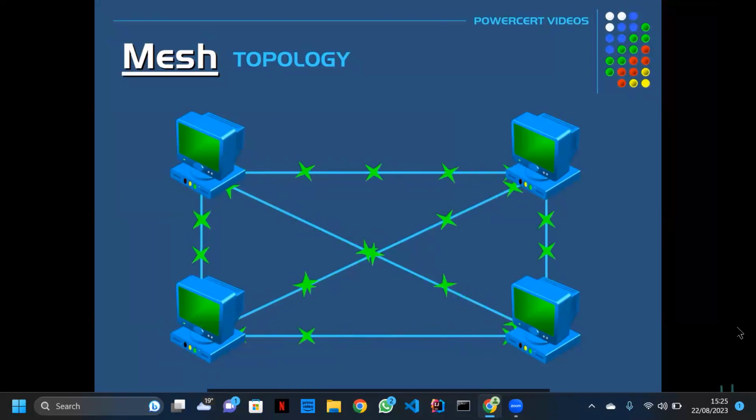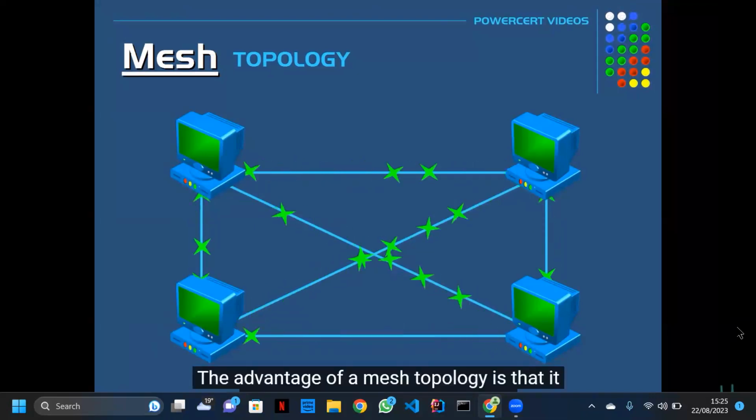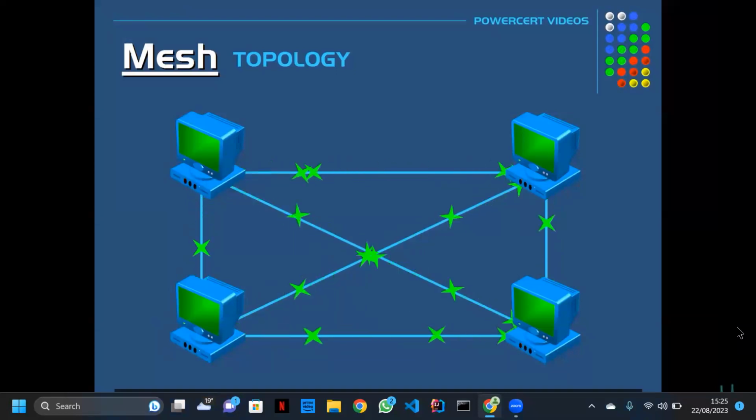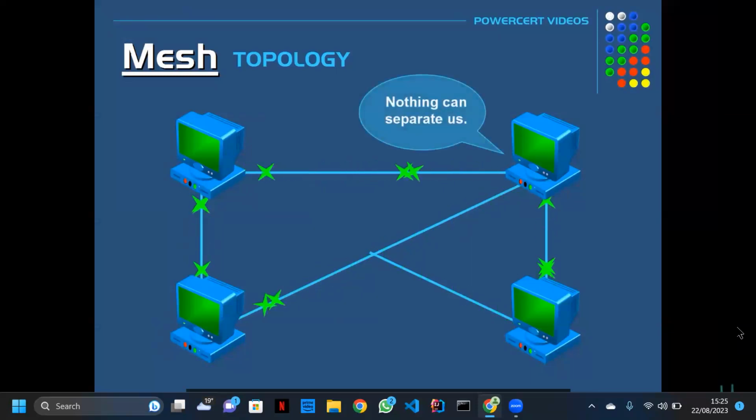In this illustration, there are 4 computers with 3 connections on each computer, which makes a total of 12 connections for this network. Now, the advantage of a mesh topology is that it creates a high redundancy level, because if one or more connections fail, the computers would still be able to communicate with each other.